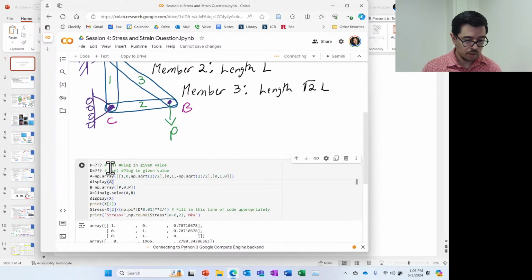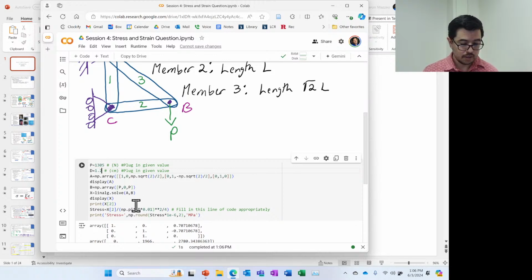Anyone want to give me some values? 1305. Okay, 1305. Point 012. So let me guess, that was 1.2 centimeters, right?